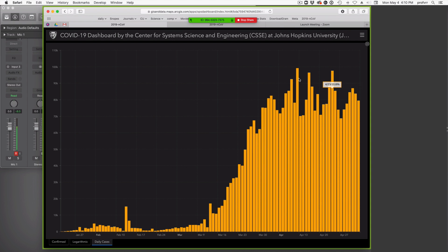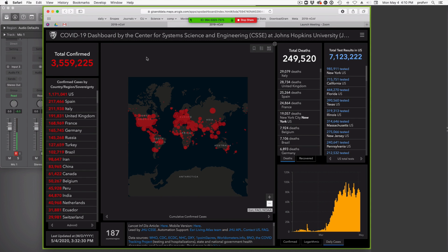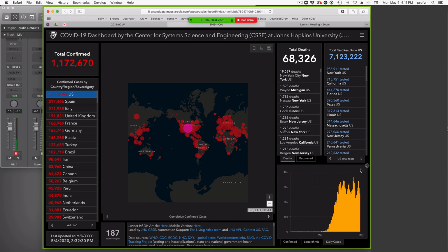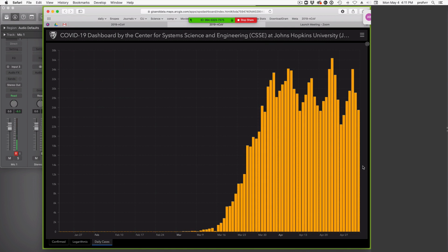And in certain countries, it is declining. Let's take a look at the U.S. Yeah, there are peaks and valleys, but it seems to be trending lower. If you look at cities, New York City is going lower.